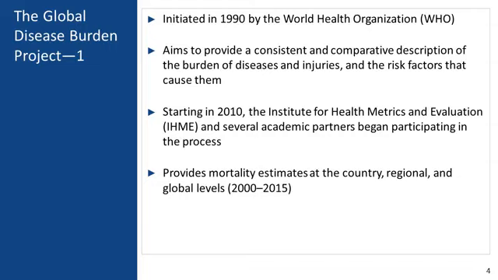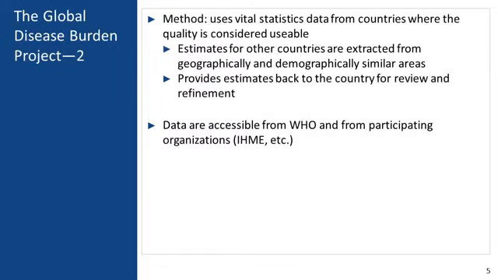The GBD provides mortality estimates at the country, regional, as well as global levels from the years 2000 through the year 2015 currently. The method they use is to use vital statistics data collected from countries where the quality is considered usable. Estimates are then provided for other countries extracted from geographically and demographically similar areas. They provide estimates back to the country for review and refinement before finalization of the numbers. The data is accessible both from the World Health Organization as well as from participating partners such as the IHME.